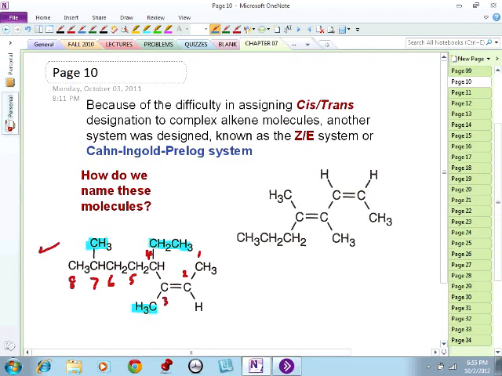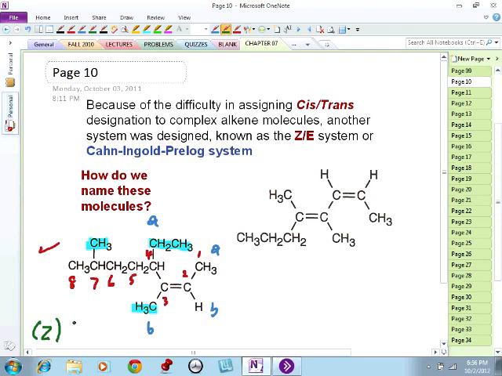What is it? Okay, let's do the priority. On this carbon here, this is A, and this is B. On this carbon here, this is A, and this is B. So that would be Z. Okay, so that is Z. I want to satisfy you guys, so I am not going to put a number on it, since we only have one double bond here. So I'll put in parentheses Z, right?